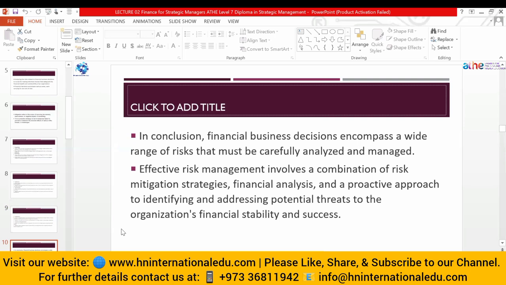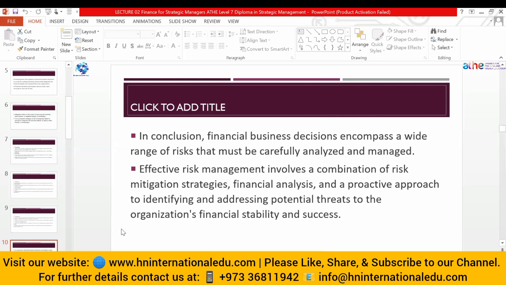In conclusion, financial business decisions encompass a wide range of risks that must be carefully analyzed and managed. That is, the Department of Finance should be quite vigilant in each and every job, because the small risks which we just talked about right now can have a hindering effect on the whole business. Effective risk management involves a combination of risk mitigation strategies. You cannot eliminate it, but you can make it better.